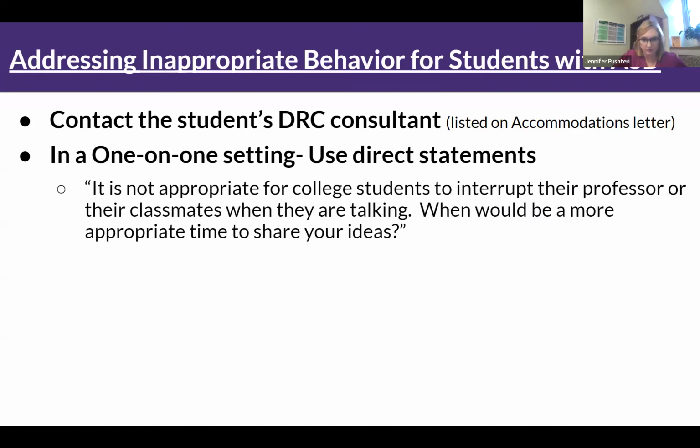So here is an example. I might say something like, it's not appropriate for college students to interrupt their professor or their classmates when they're talking. Now, most people understand that's how that works, but not necessarily if you're a student with autism spectrum disorder. You may not. So if we can say that just directly, it's not appropriate for college students to interrupt their professor or their classmates when they're talking.